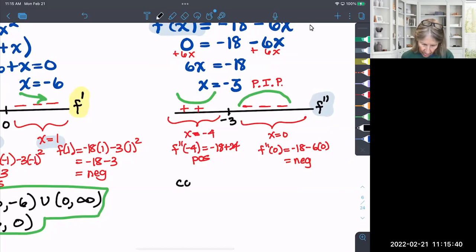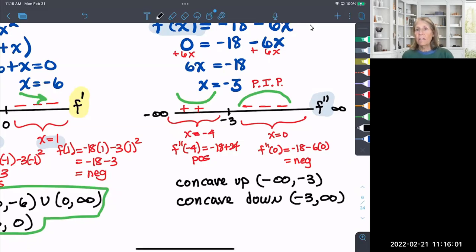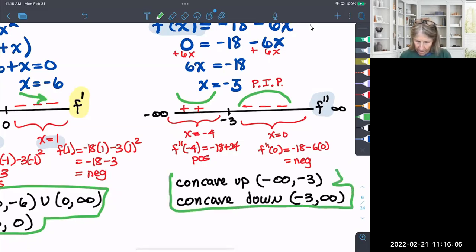Okay, so let's do it. So we have concave up from -infinity until -3, right? From all the way out here on our number line to there. And then we have concave down. That's going to be starting at -3 and heading off to the x values of infinity. And that right there should answer all their questions.